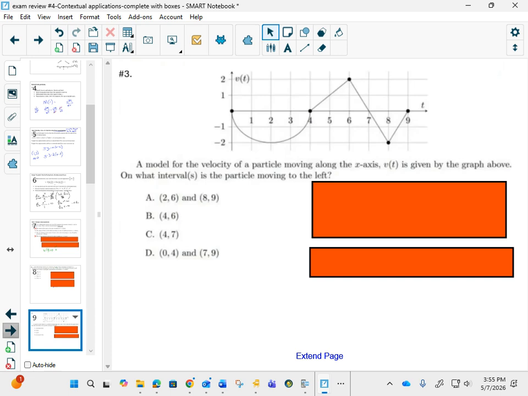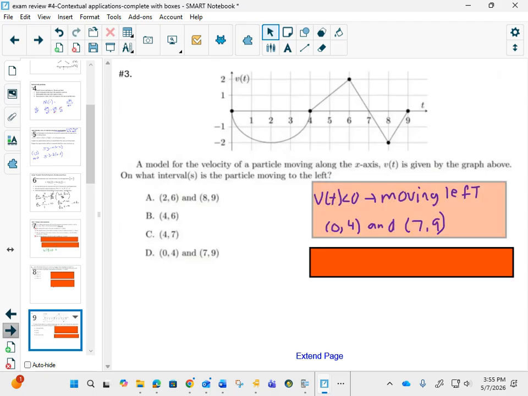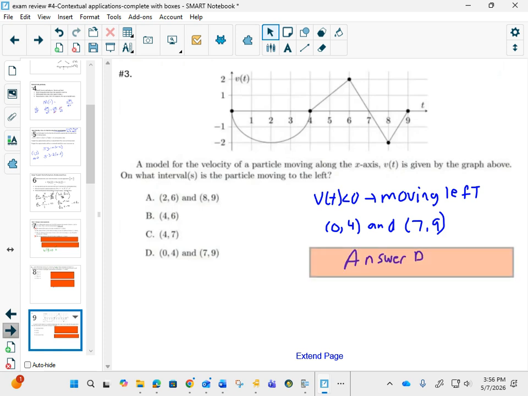The model for the velocity of a particle moving along the x-axis, v of t, is given in the graph above. On which intervals is the particle moving left? You're thinking D? Yeah. Velocity is negative in D, and if the velocity is negative, it's moving left. So the answer is D.